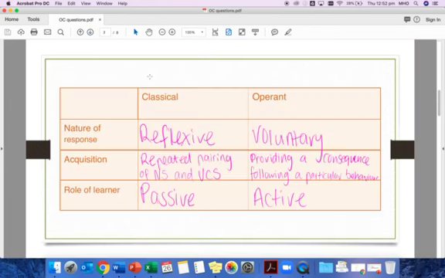So some things that you can compare in this example is the nature of the response. So for classical conditioning, we know that it is reflexive. We know that operant conditioning, the nature of the response here is voluntary. Acquisition. So how is the behavior actually learnt? In classical conditioning, it's through repeated pairing of the neutral stimulus and the unconditioned stimulus. And in operant conditioning, it's providing a consequence following a particular behavior. That is how it is learnt. The role of the learner in classical conditioning is passive, whereas in operant conditioning, it is active.